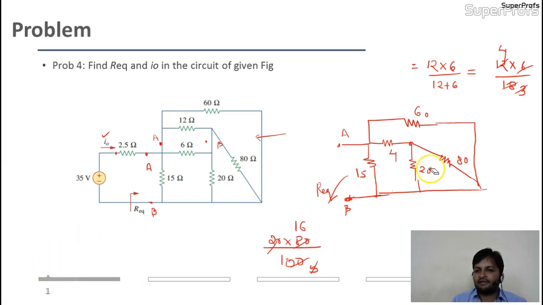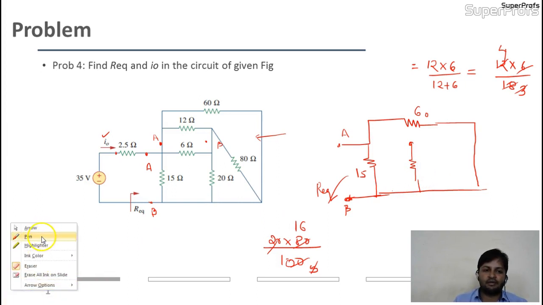First, I'll erase, and the resultant of 20 and 80 is nothing but 16. Is it okay? Now see, the 16 and 4 are connected in series, so the resultant of these two will become 20. Am I correct? So the resultant becomes 20. So I'm replacing that branch by 20.